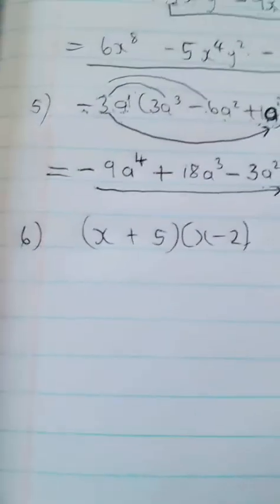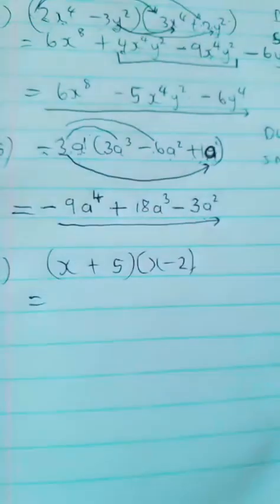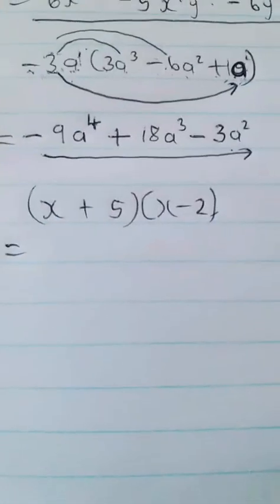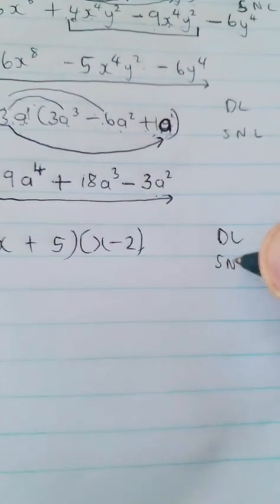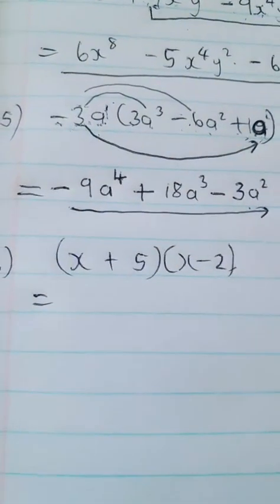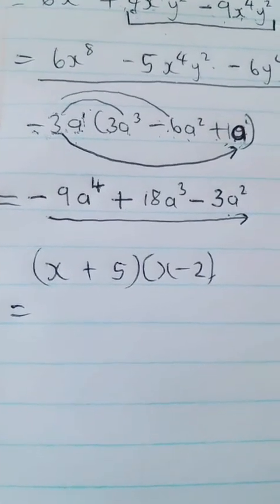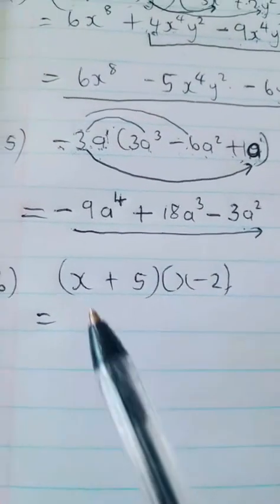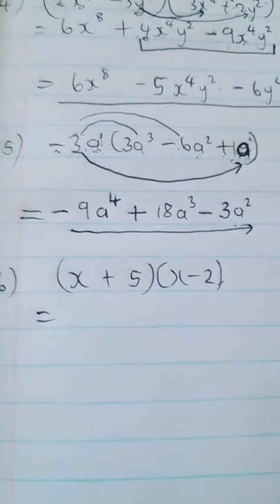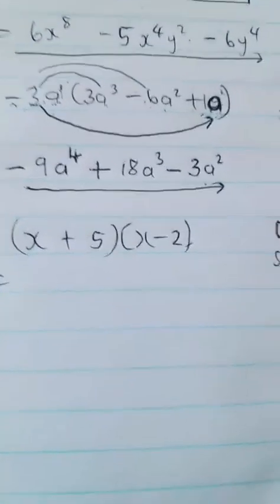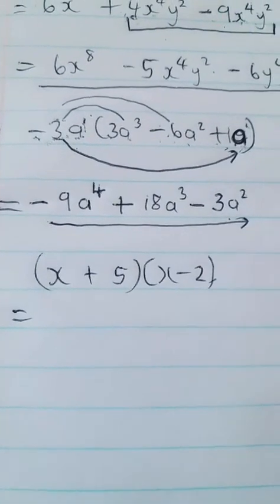All right, let's go: x plus 5 into x minus 2. Okay, this one is easy, I must say. Once again, we are applying the distributive law using SNL. I think some people have this thing about factorization a bit misunderstood. Please, guys, we are currently doing products, multiplying, okay? The reverse of products is factorization. We are not there yet, but when we get there, you will know.